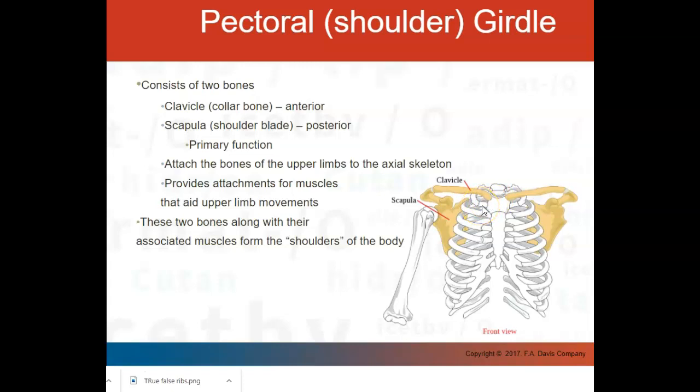These bones attach the bones of the upper limbs to the axial skeleton. It provides attachments for muscles that aid the upper limbs. These 2 bones, along with their associated muscles, form the shoulders of the body, and that is called the pectoral girdle.